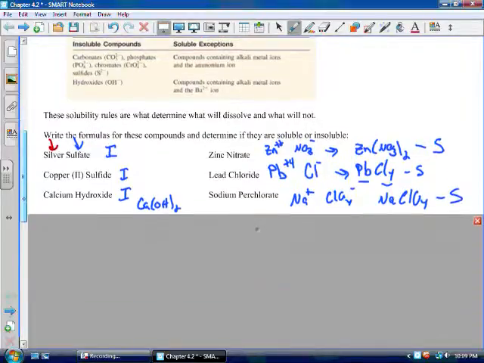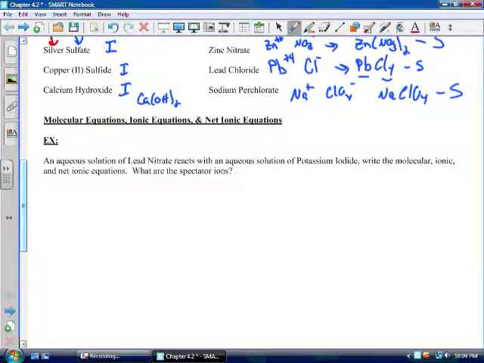Now, once we can figure out whether something's soluble or insoluble, we are ready to start writing different types of equations for a precipitation reaction. When you write a precipitation reaction, there are 3 types of equations we deal with. Molecular equations are the kind of equations we've been dealing with in Chapter 3. All those equations you wrote in Chapter 3 were molecular equations. An ionic equation is breaking apart the substances that are aqueous into their component ions.